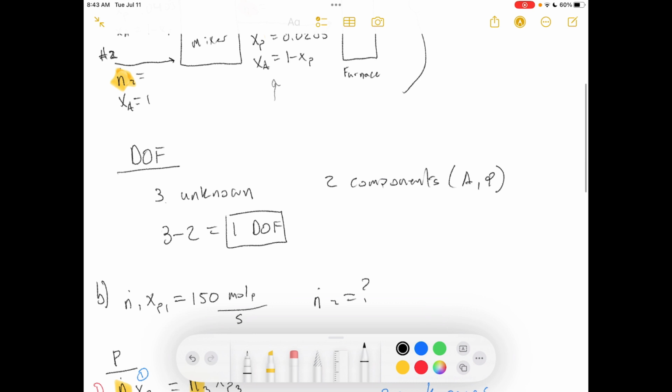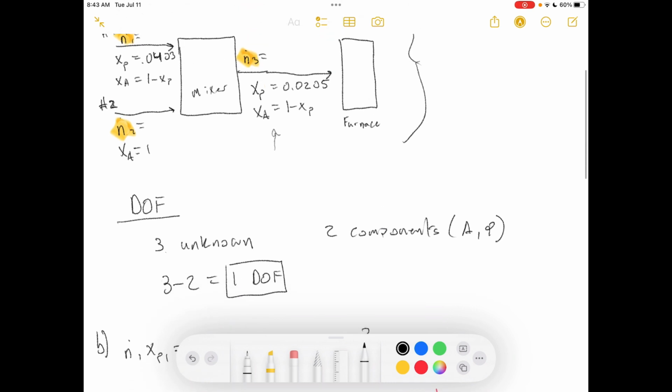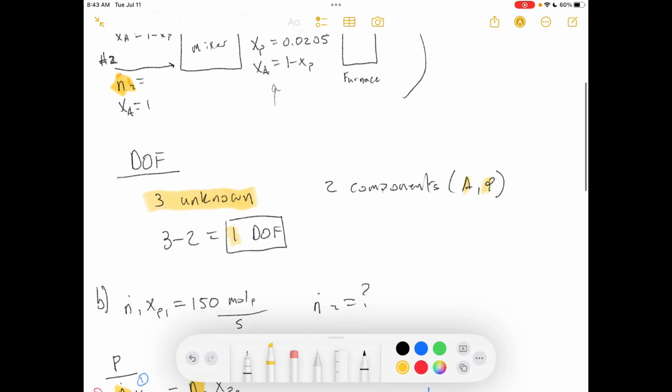Then we do a degree of freedom analysis. We've got 3 unknowns highlighted in yellow, and we have 2 components, air and propane. So we have 1 degree of freedom.